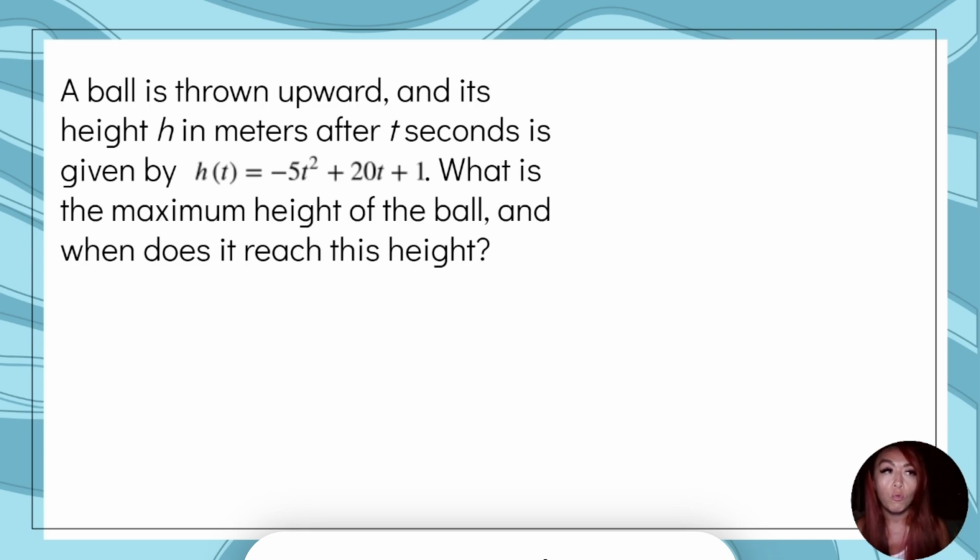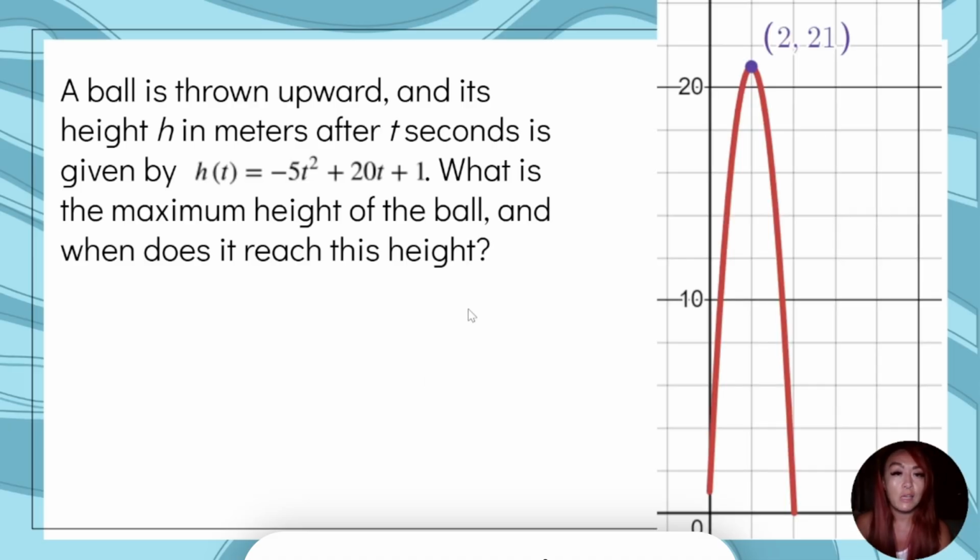So for these word problems, yes, there are algebraic ways that you can solve them, but the best way to answer these problems is by graphing it and looking at the graph. Especially, I told you, you have that Desmos calculator on Bluebook for the digital SAT. Use and abuse it, right? And when you graph this equation, you're going to get something that looks like this. And I've identified the vertex right here, at the point (2, 21).